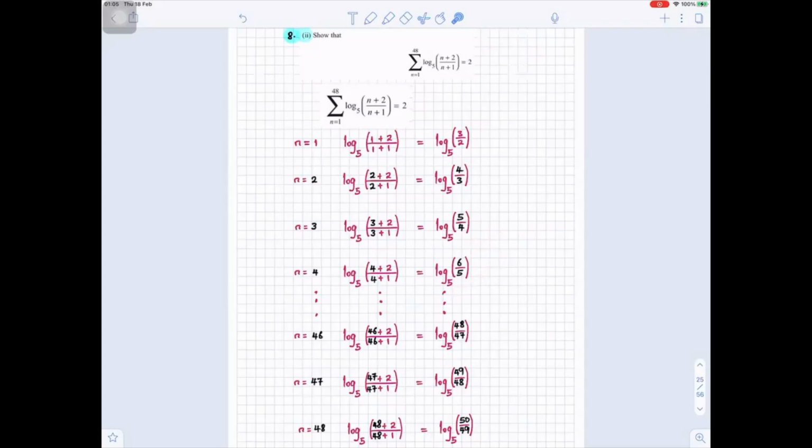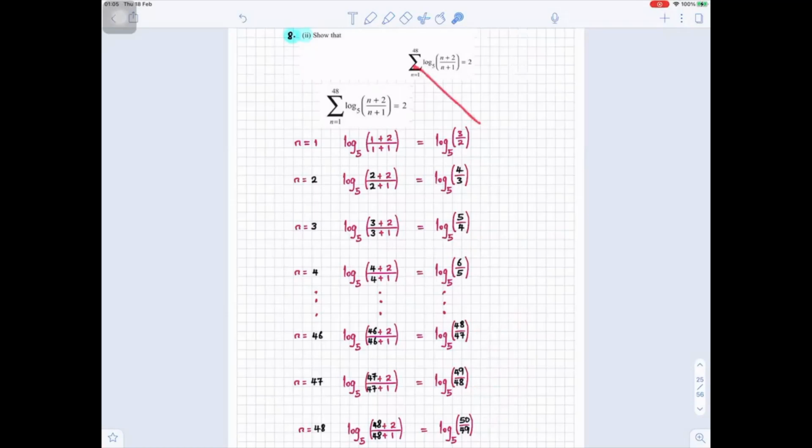And we carry on until we get to 46, 47. So n is 46. We put 46 plus 2 over 46 plus 1. It gives you 48 over 47. When n is 47, we get 47 plus 2 over 47 plus 1. It gives you 49 over 48. When n is the last term, which is 48, we have 48 plus 2 over 48 plus 1. 48 plus 2 is 50. 48 plus 1 is 49. So these are the terms when n is 1, n is 2, 3, 4, and then 46, 47, 48.